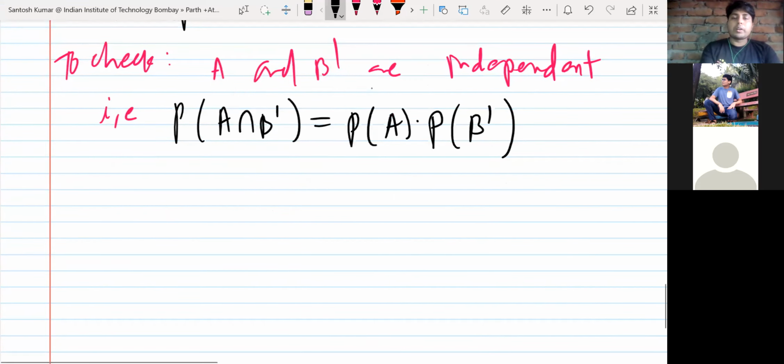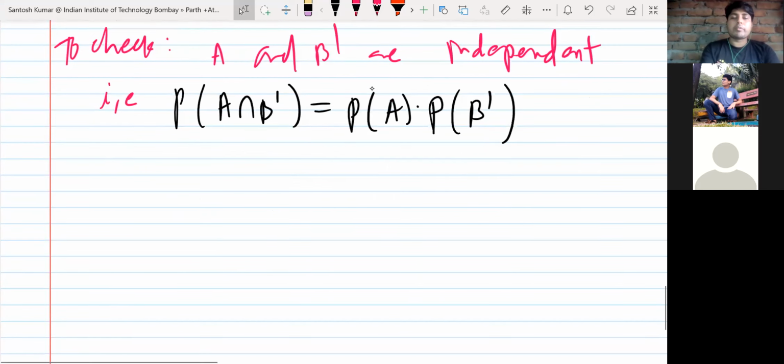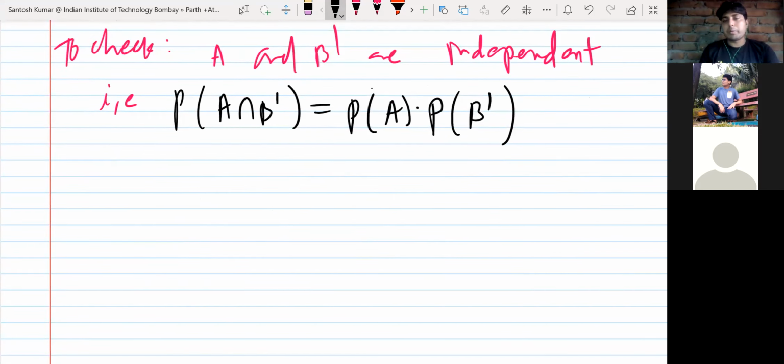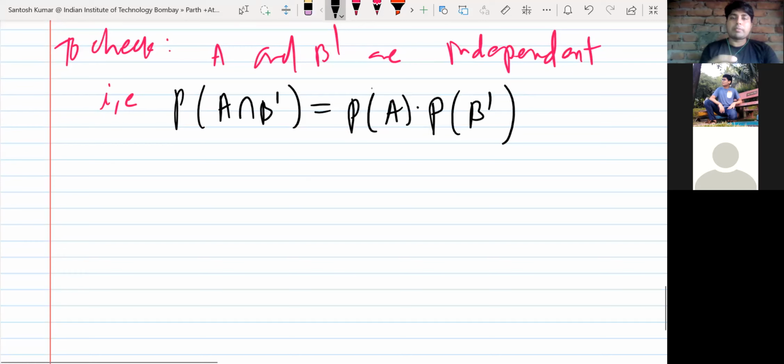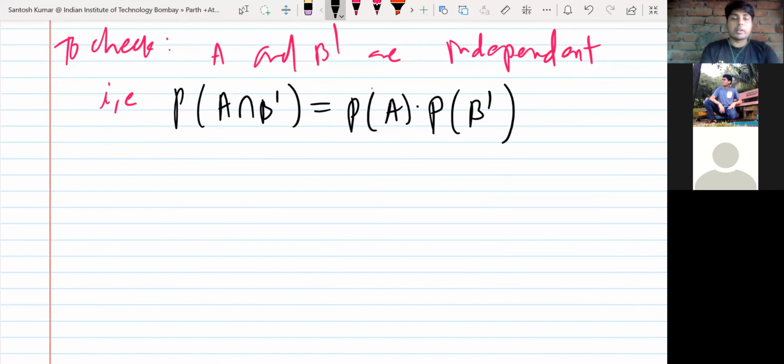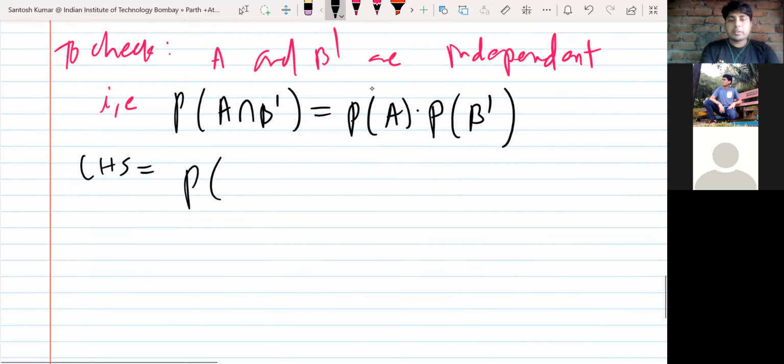Yeah. So A and B dash are independent. The meaning is probability of A intersection B dash is equal to PA into PB dash. So let me start from the LHS, and if it becomes equal to the RHS, then we will say it is independent. So let's start with the LHS. This is a standard result, but you are seeing it for the first time, so I'm proving it.